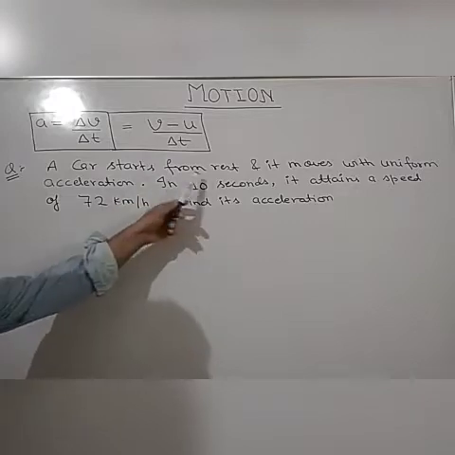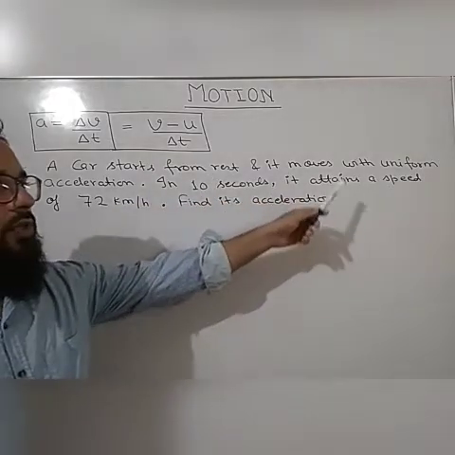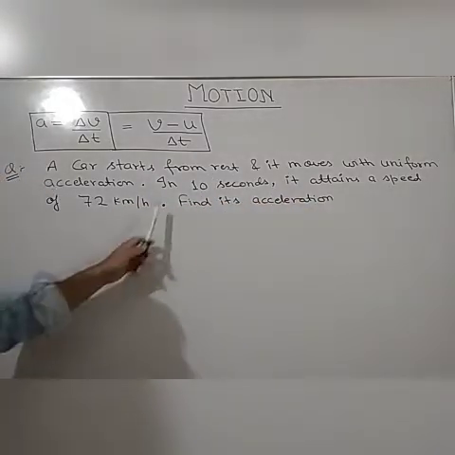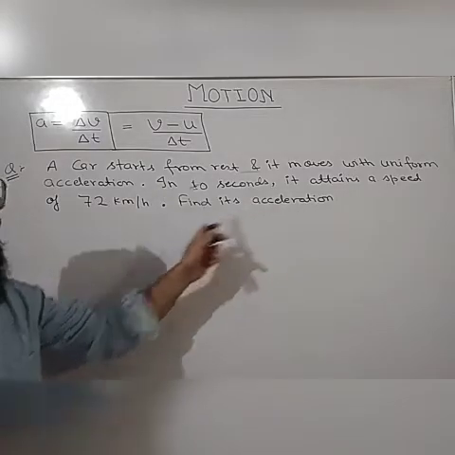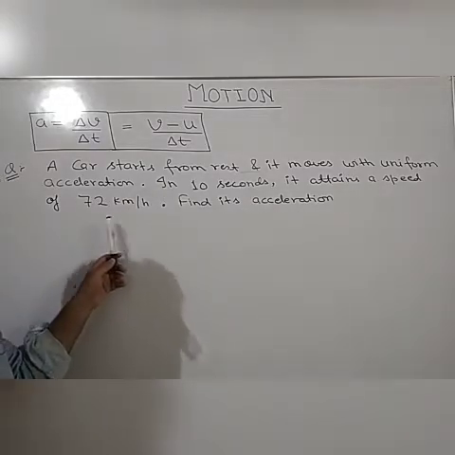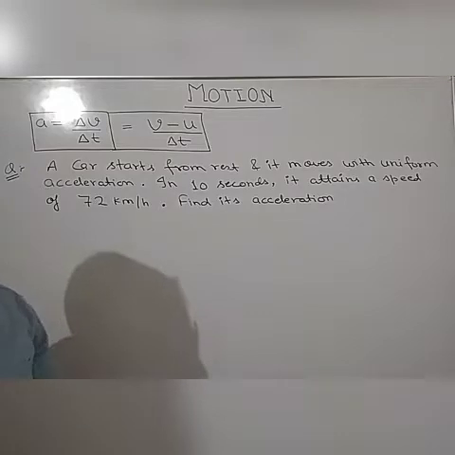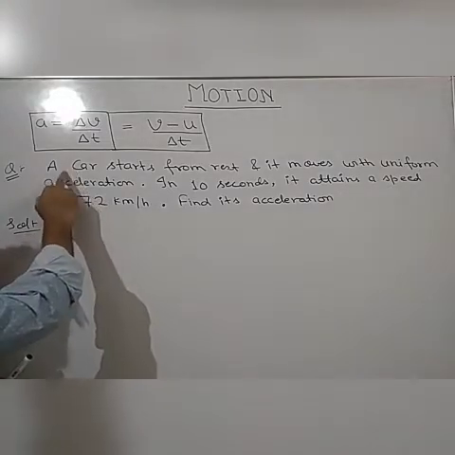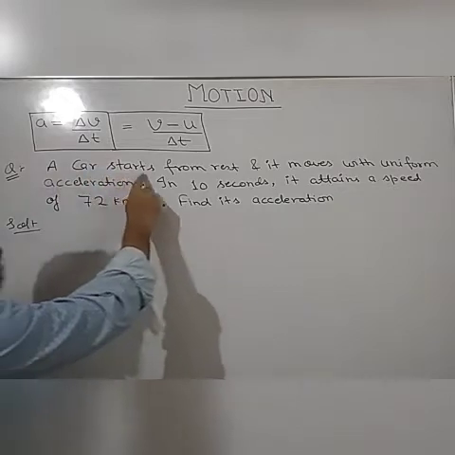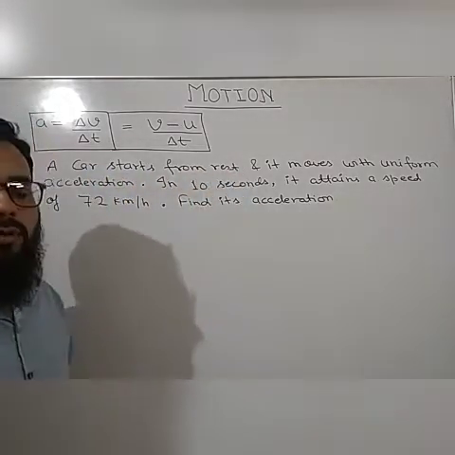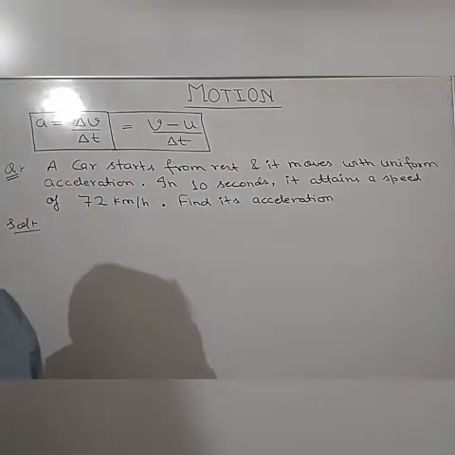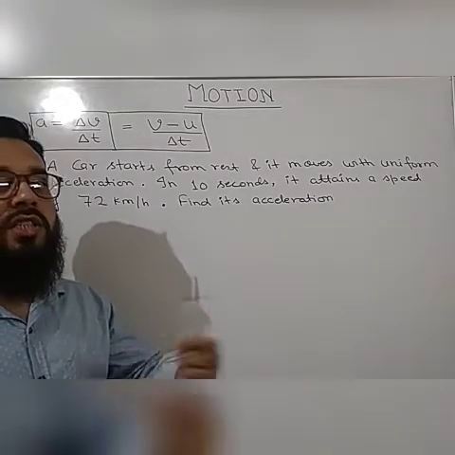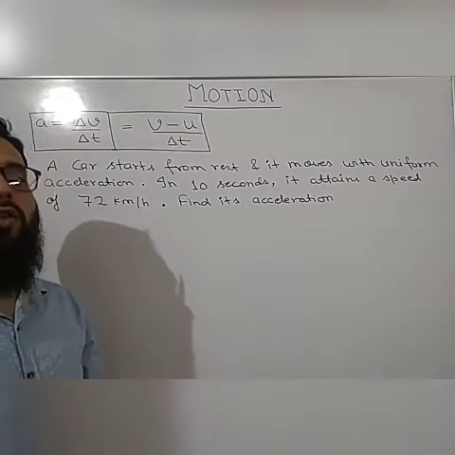So this is our question. A car starts from rest and it moves with a uniform acceleration. In 10 seconds, it attains a speed of 72 km per hour. Then we have to find the acceleration. Okay, so let us start. Look at the first sentence: a car starts from rest. What is the meaning of rest? That means the car is moving with zero velocity. Rest means it is not moving.